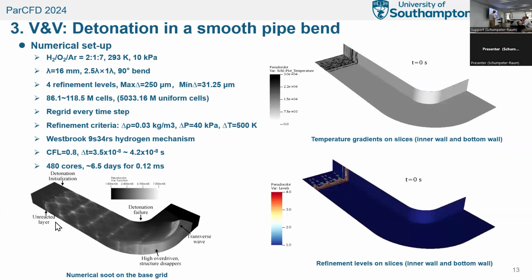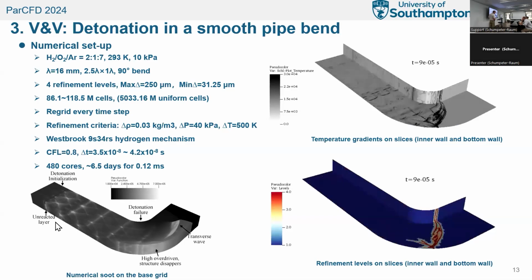Here, a quick case: a detonation going through a pipe bend. It's already initialized with some cellular structure that we had simulated before. Here you see the efficiency of the AMR, easily a factor of 50. That works very nicely because of the detonation. We see here Schlieren images and here the levels of adaptivity, how it is going around.